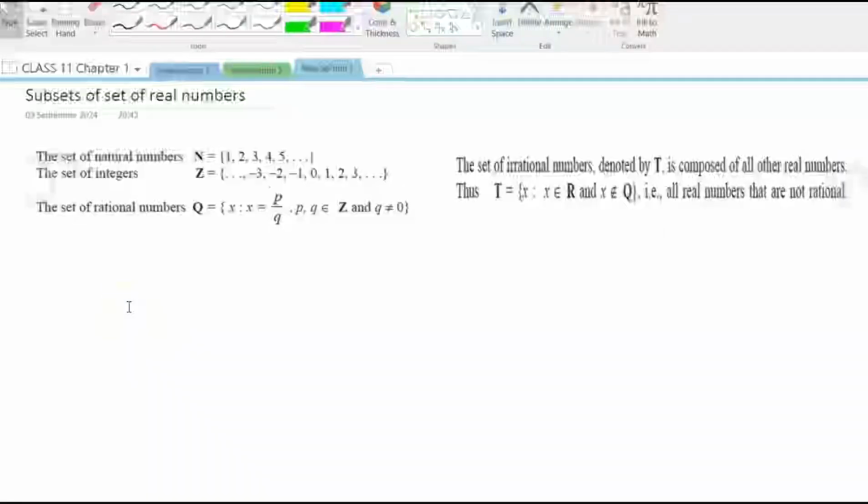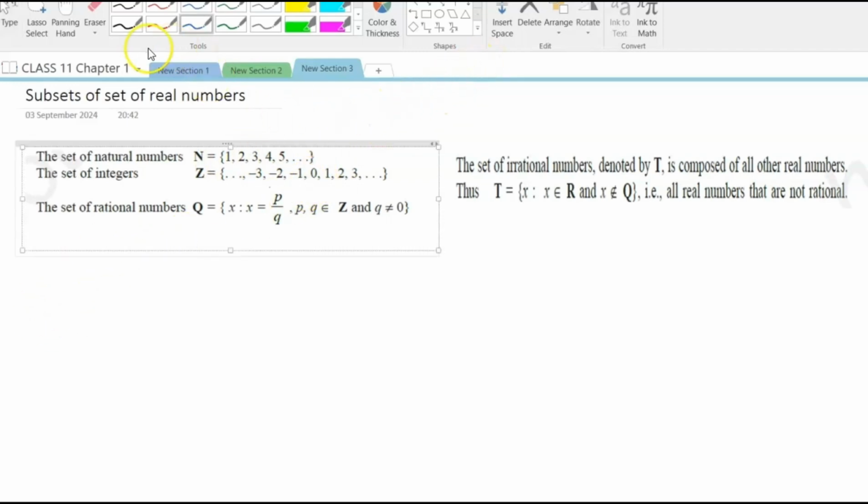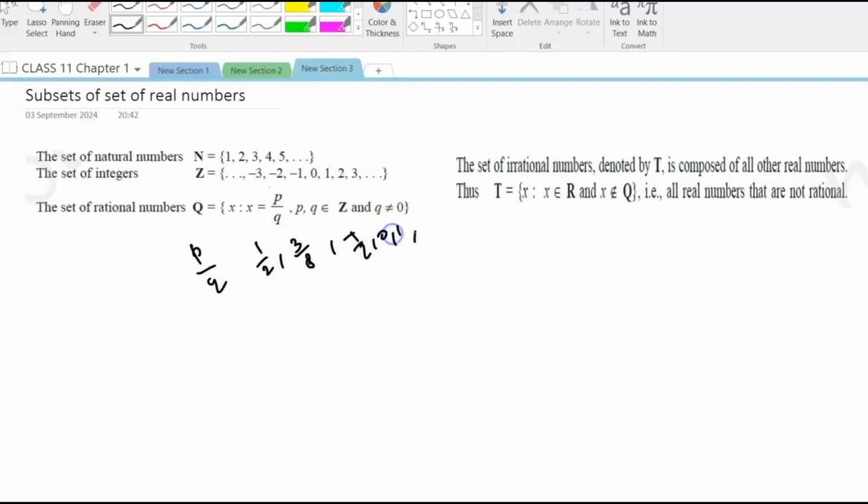So we have discussed these: the set of natural numbers, which are 1, 2, 3, 4, 5, and so on. The set of integers, which continue from minus infinity to minus 3, minus 2, minus 1, 0, 1, 2, 3. So basically, we also take the negative numbers of 1, 2, 3, 4, 5 and include 0. And then the set of rational numbers, which we can write in the form of P by Q. So like half, 3 by 8, minus 1 by 2, 0, 1, minus 1, all of these numbers. And then we have the set of irrational numbers. So they are like root 2, e, 1 plus root 2, these types of numbers. And then the set of real numbers is the collection of Q and T together.